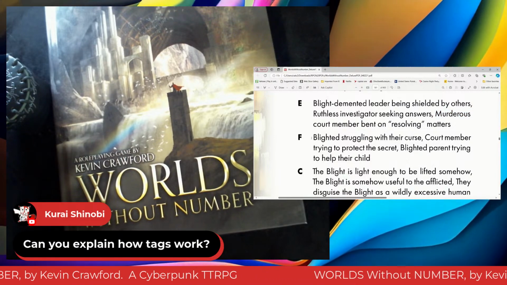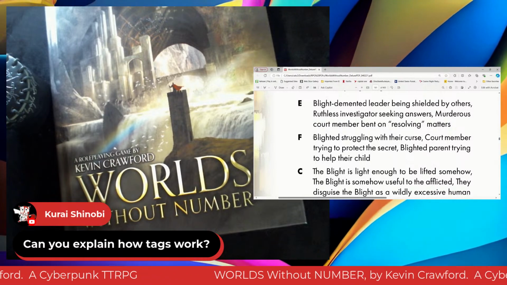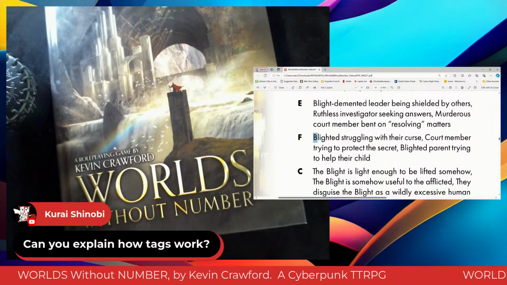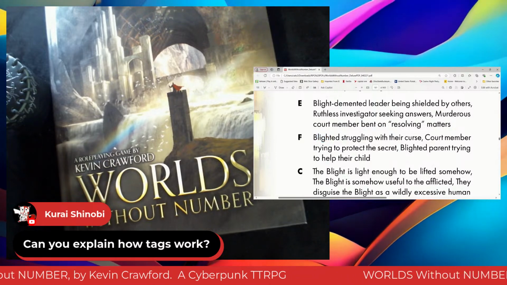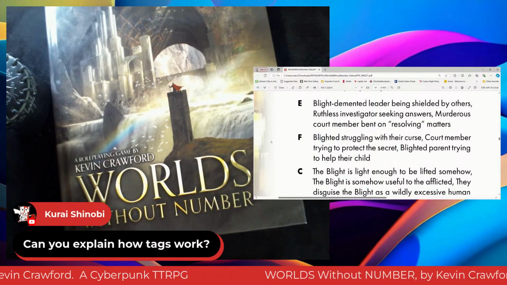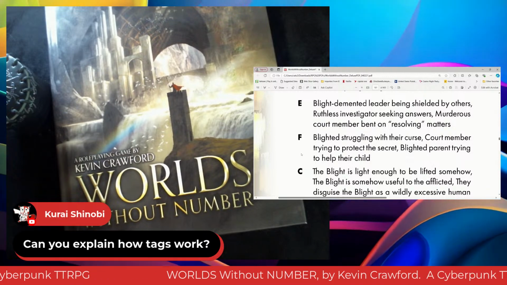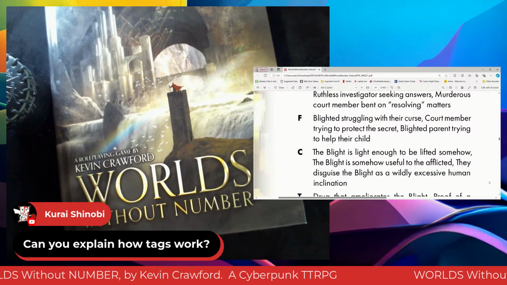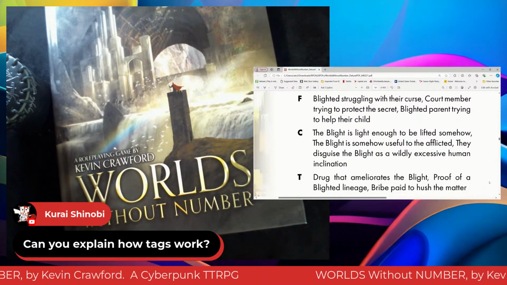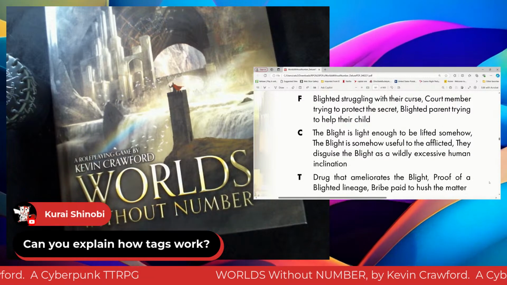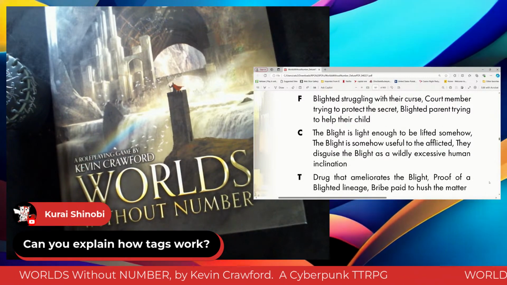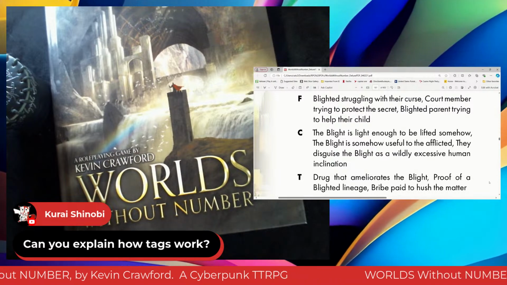F stands for friends, so these might be allies for the player characters, like a blighted struggling with their curse, or a court member trying to protect the secret, or a blighted parent trying to help their child. And again, you can throw these in. And mind you, when you're stuck for something to throw in to remind the players, this can be your go-to.